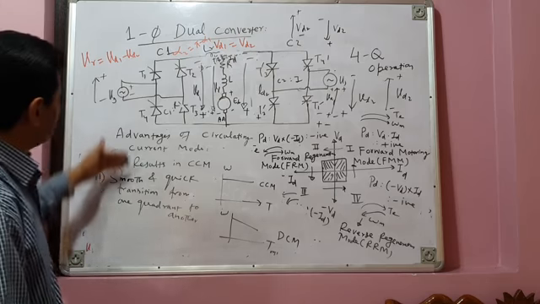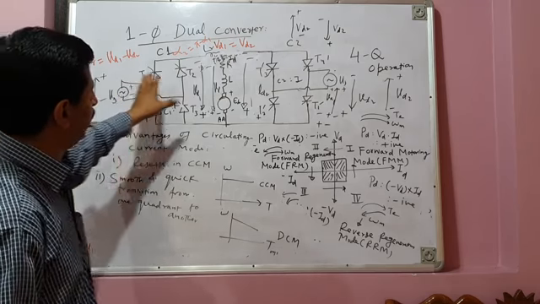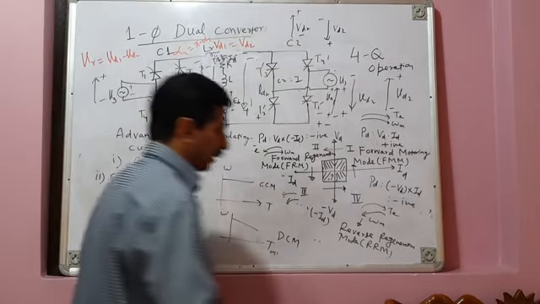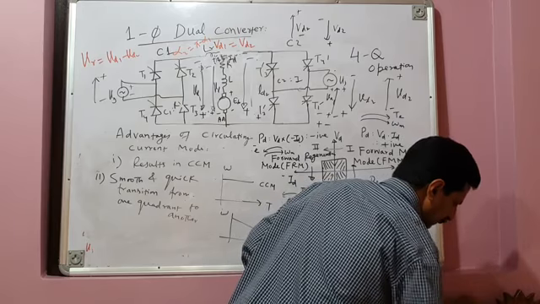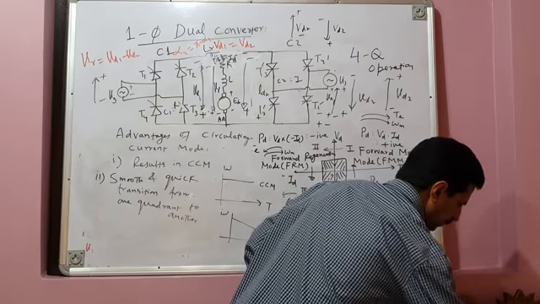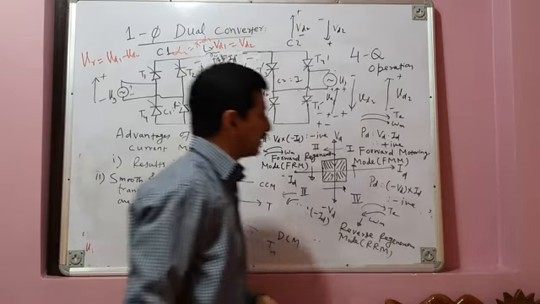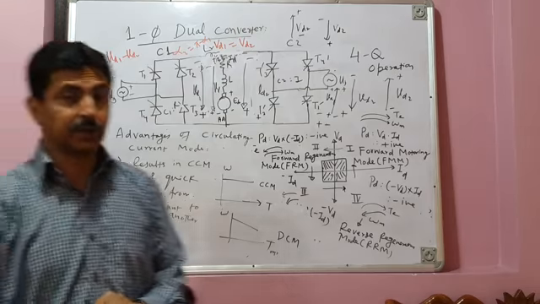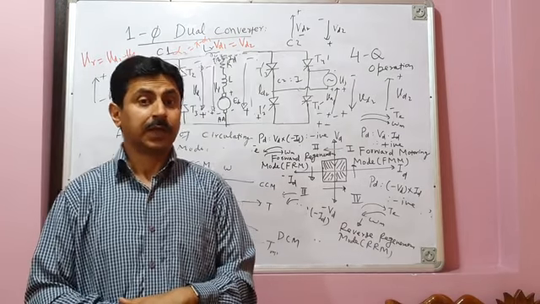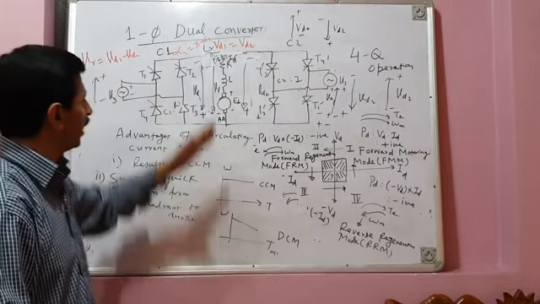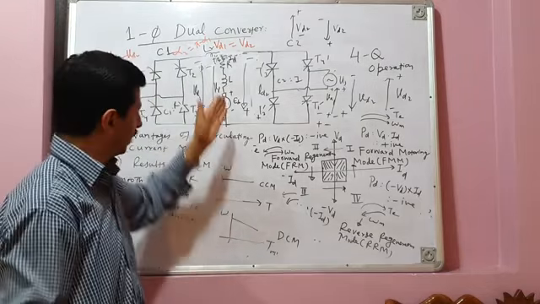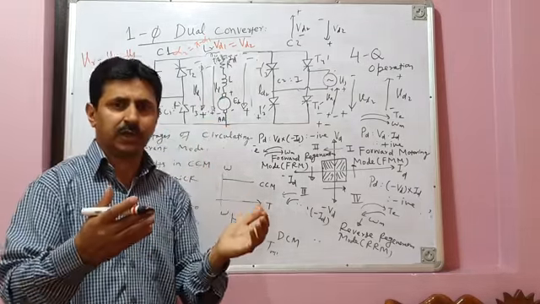Okay, so these are advantages of operating your dual converter in circulating current mode of operation. And because of these advantages, a dual converter is always operated in circulating current mode. That completes our discussions. So therefore, you have seen in this case, your motor, your machine, either operates in motoring mode or in regenerating mode.